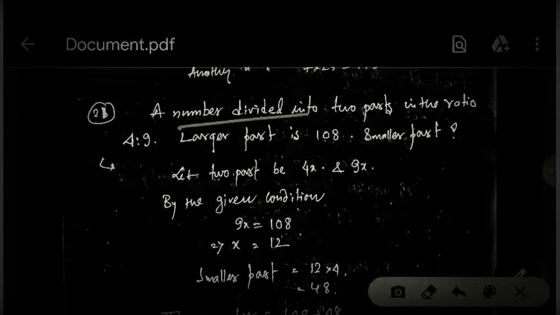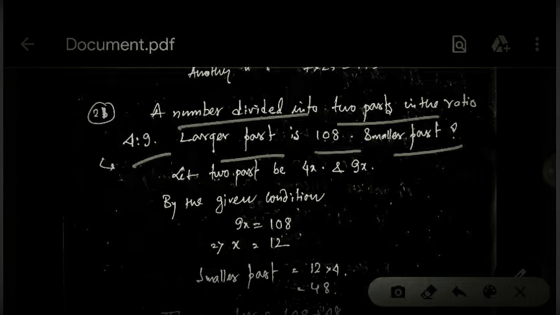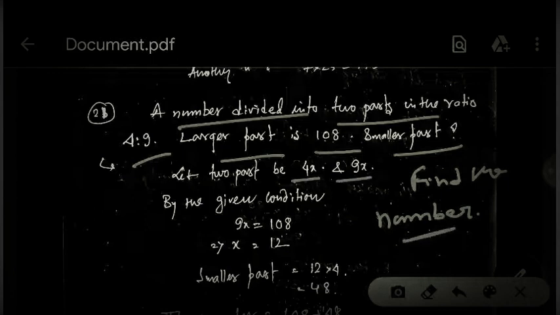Another question: a number is divided into two parts in the ratio 4:9. The larger part is 108, the smaller part you have to find, and also find the number. Now for this we take the two parts as 4x and 9x, because the ratio is 4:9.